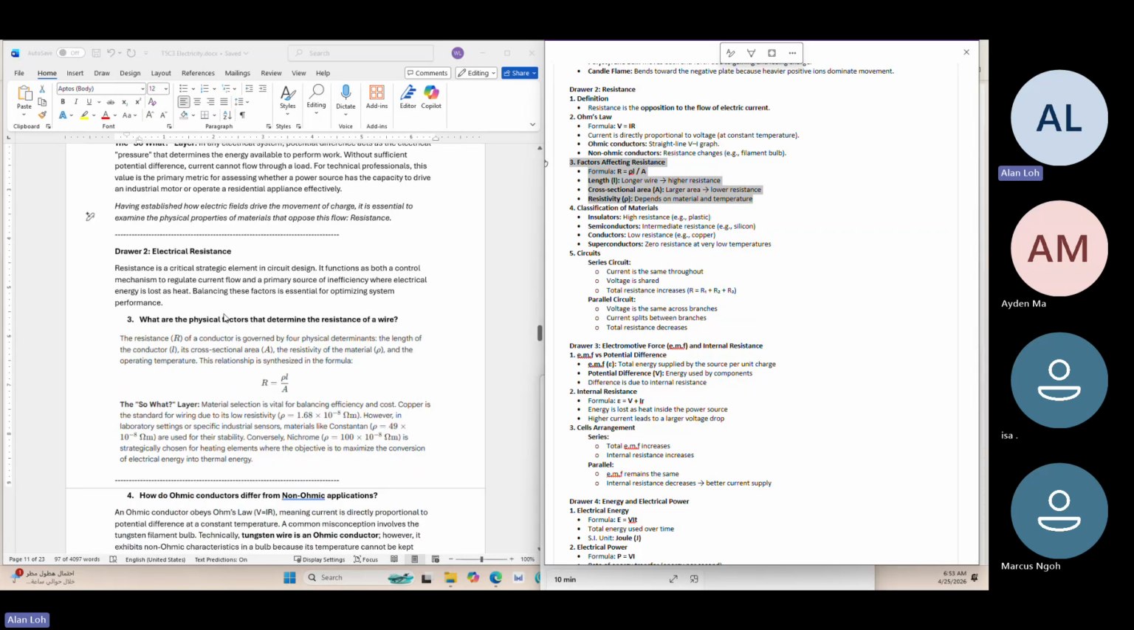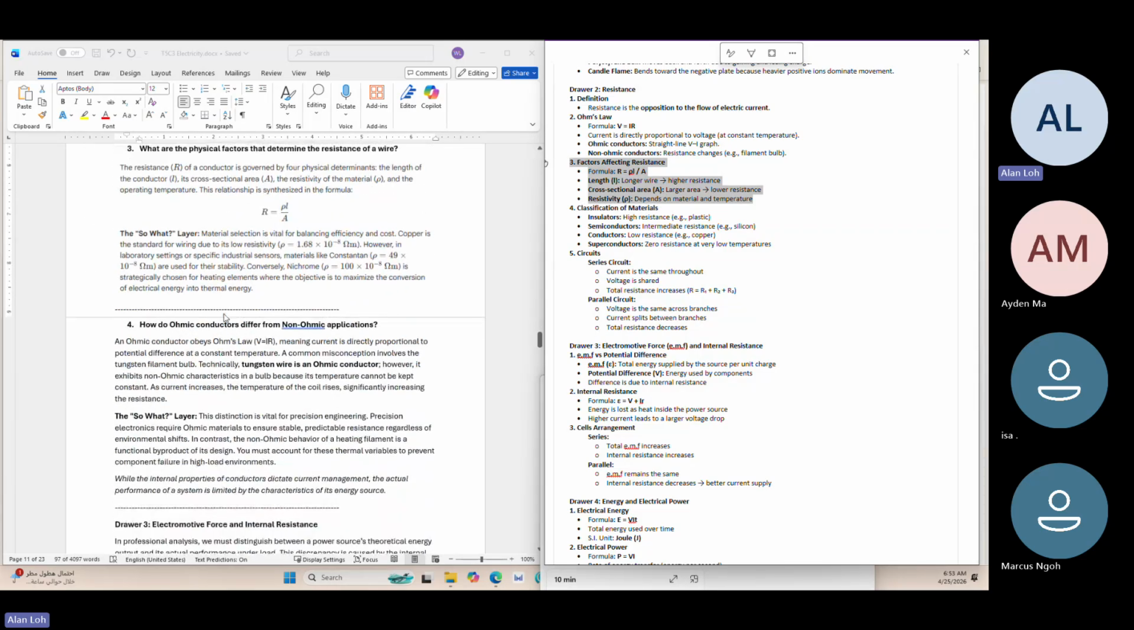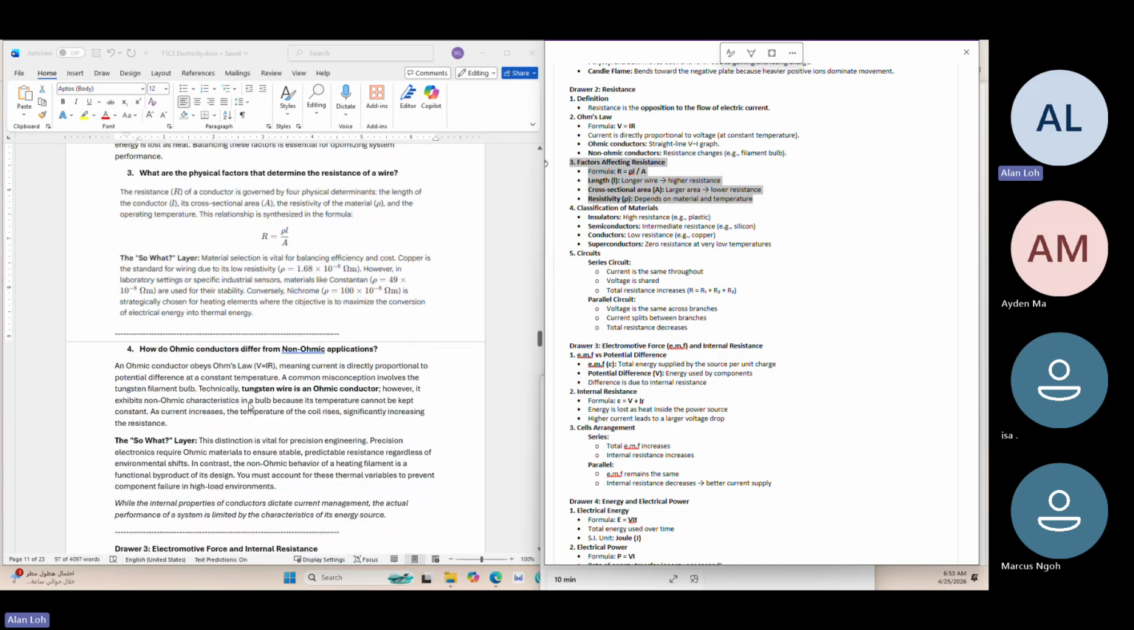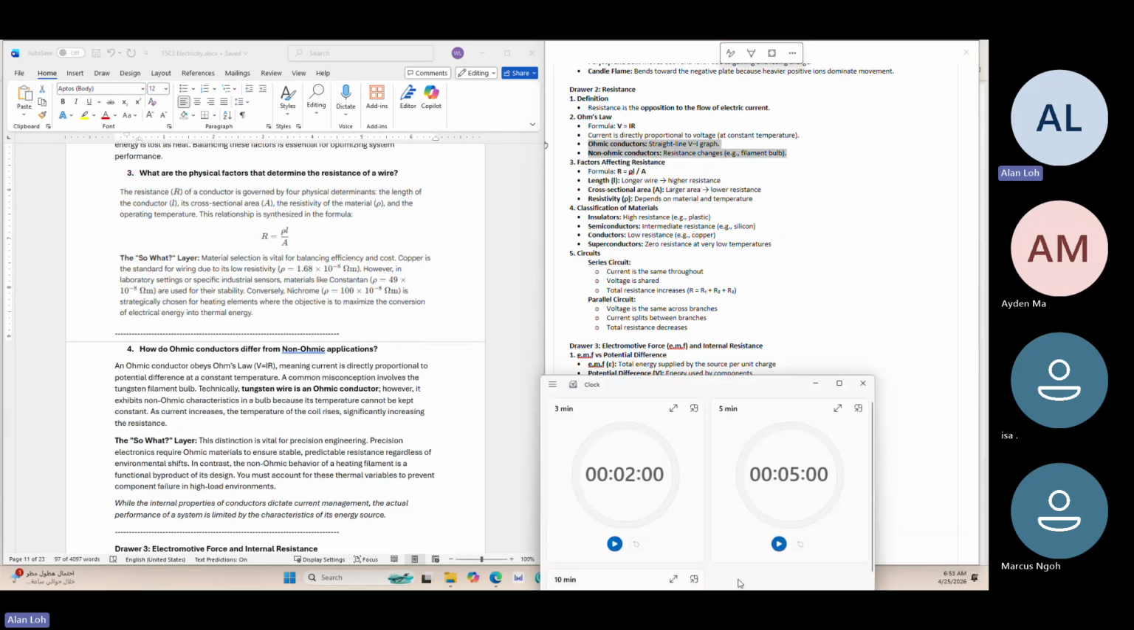So let's see. Question 4 is the ohmic and non-ohmic comparison, right? So it's particularly mentioning this part here. Okay, so let's do 2 minutes as well. Let's read slowly for question 4. Start now.